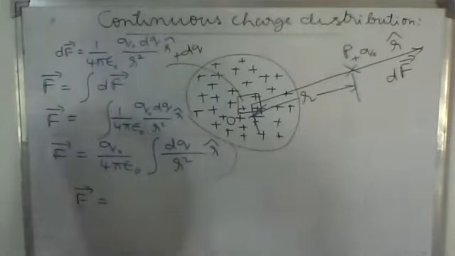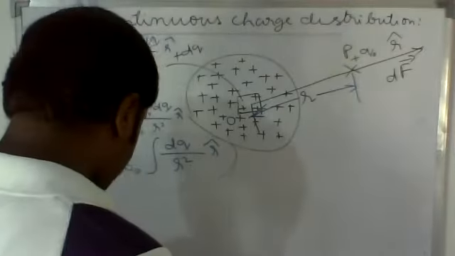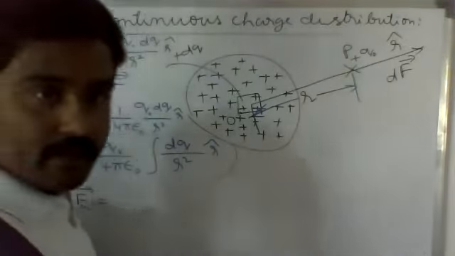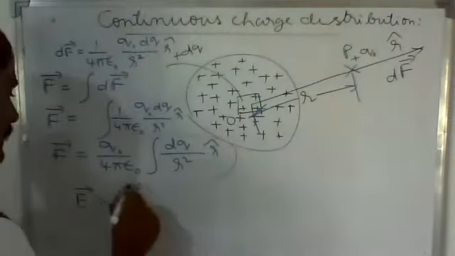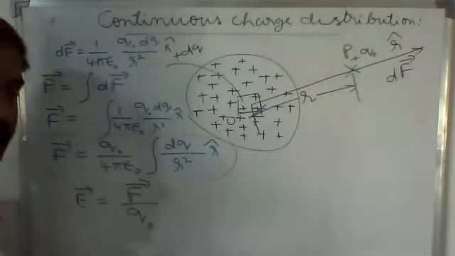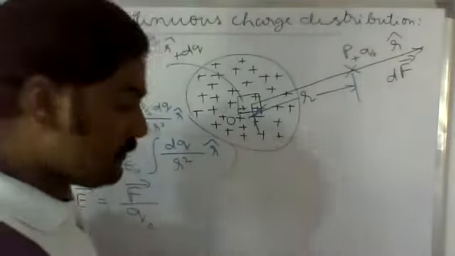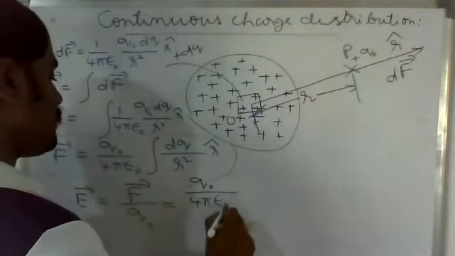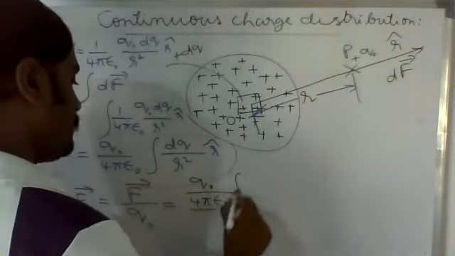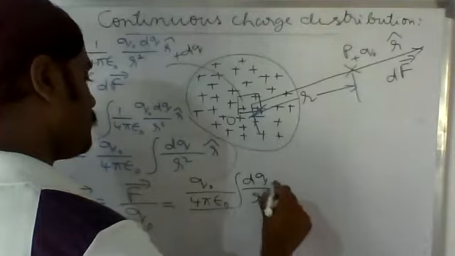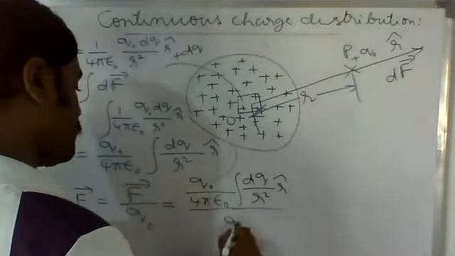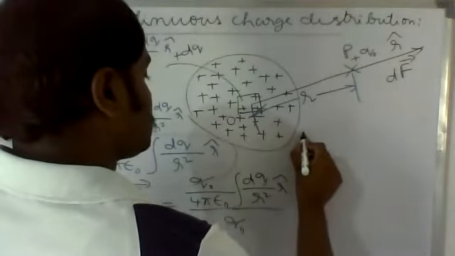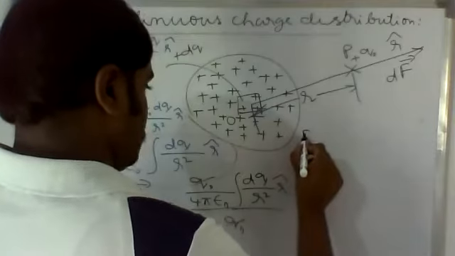Okay, so that can be calculated by using the mathematical expression, that is E vector is equal to F vector divided by Q naught. F vector is Q naught divided by 4 pi epsilon naught integration of dq divided by r square into r cap, whole divided by Q naught. So Q naught gets cancelled. So finally we will get the expression for electric field.